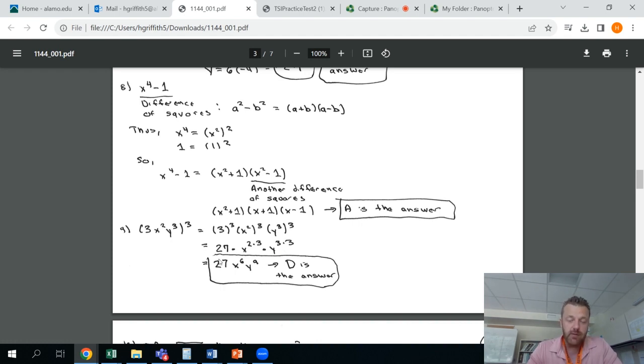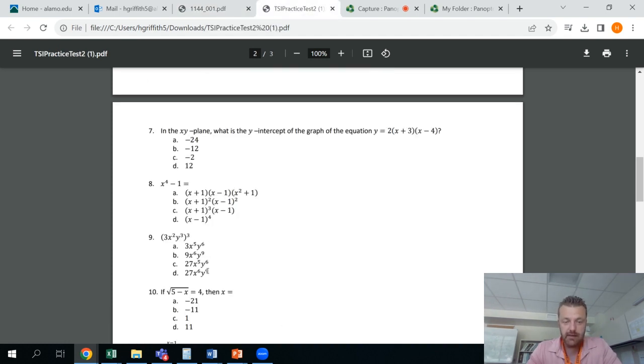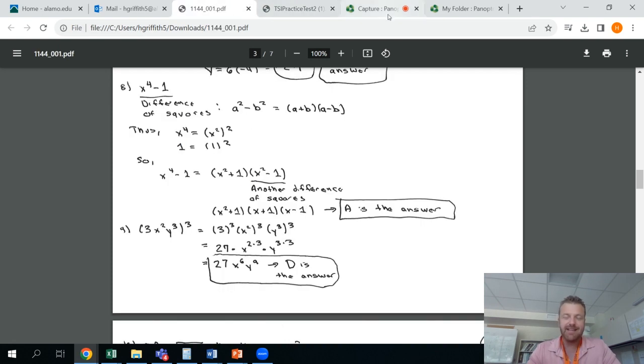So from cubing the 3, you got 27. From cubing the x squared, you got x to the 6th. And from cubing the y to the 3rd, you got y to the 9th. And that actually turns out to be the answer of D in this actual problem. Just making sure I circled the right one, and I did.